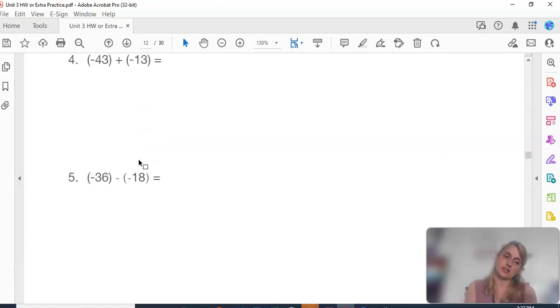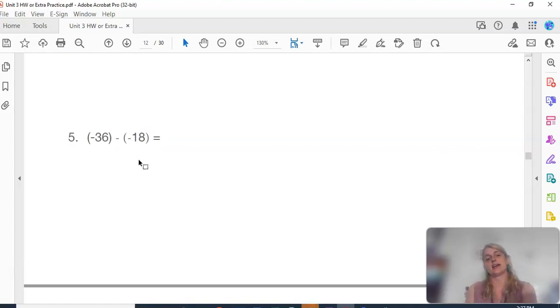I think they're all actually, no, they're not all actually adding. That is a minus a negative right there, which actually really is adding. So make sure you change that minus and that negative 18 into a plus 18. That 18 is now positive, and you can compare them in an integer chart.